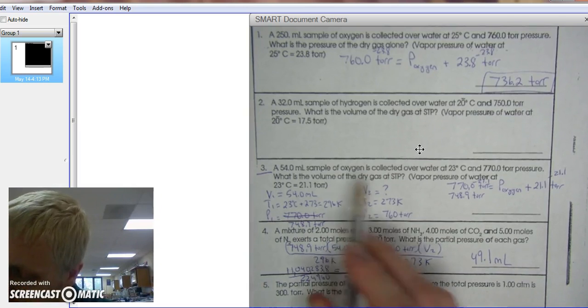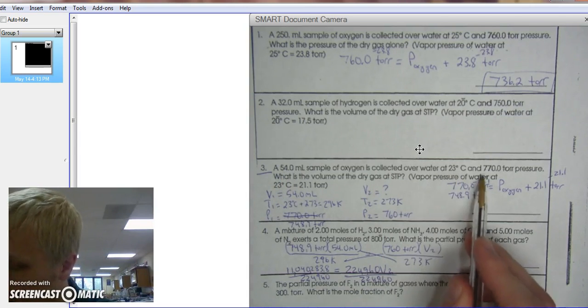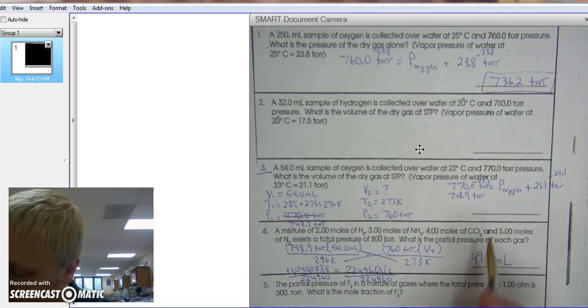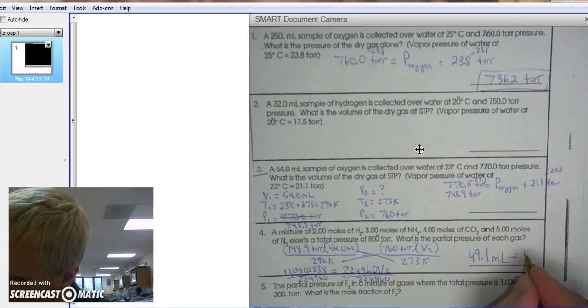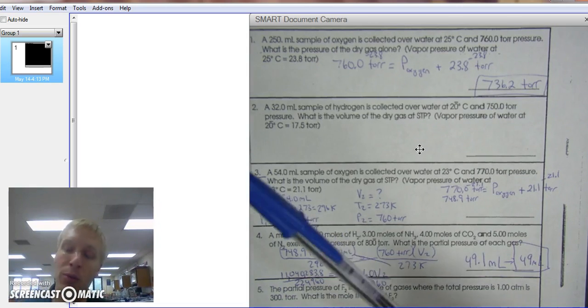Started with 3 sig figs. Oh, that's the wrong problem. So really I would have 2 sig figs in my answer. 49 milliliters would be my final answer, and that's how you solve a problem that incorporates Dalton's law.